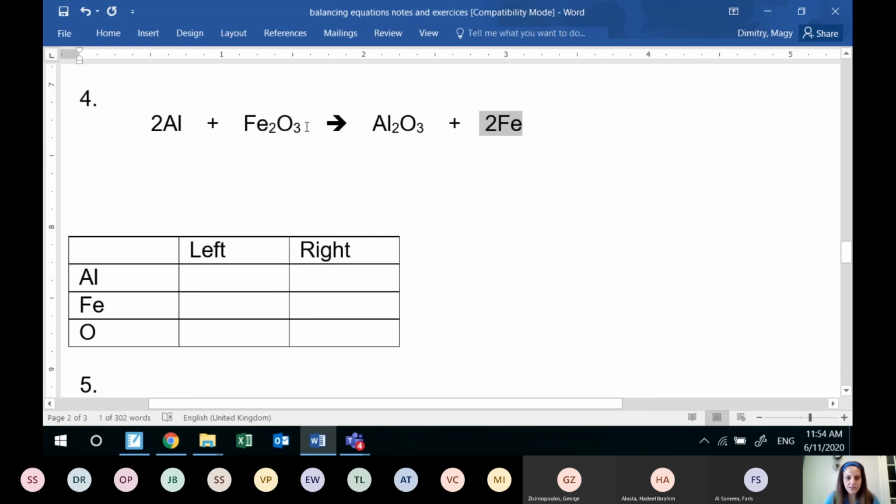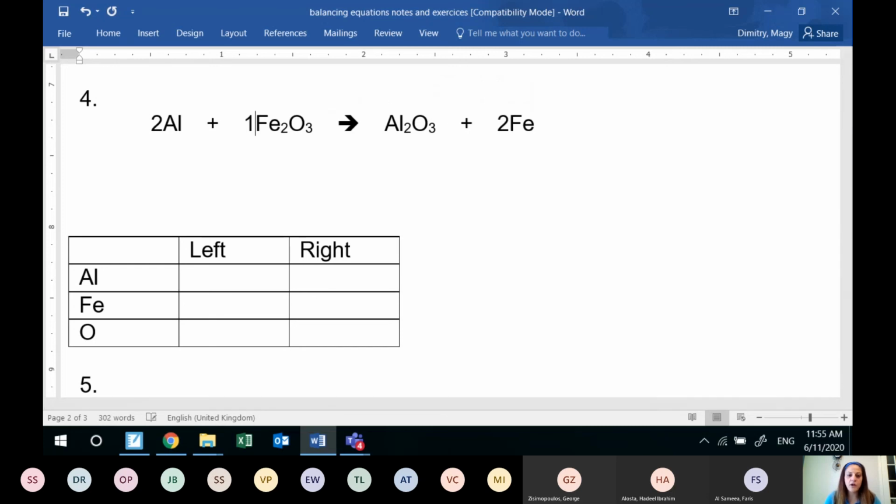Okay, let's check for oxygen. 3 oxygens, 3 oxygens. That's okay, I don't need to do anything. Let's check for aluminum. 2 aluminum, 2 aluminum. I'm good. So this is balanced. Everything's balanced. So 2, 1, leave it at 1 or leave it blank, whatever you want. There you go. Tyler, does that help a little more? Tyler?